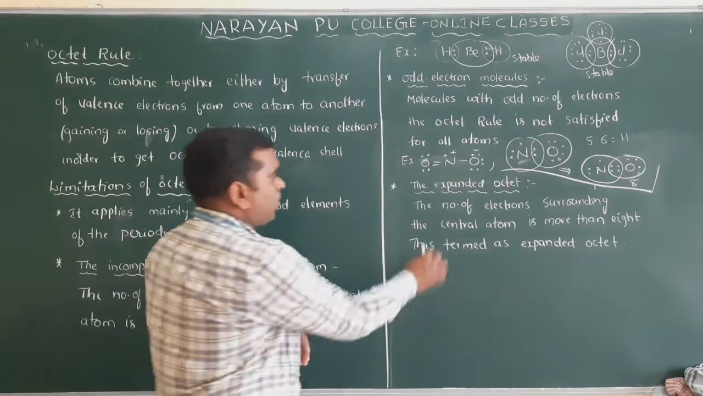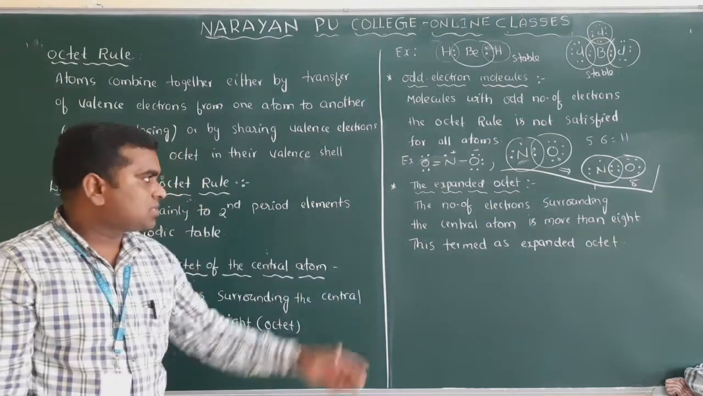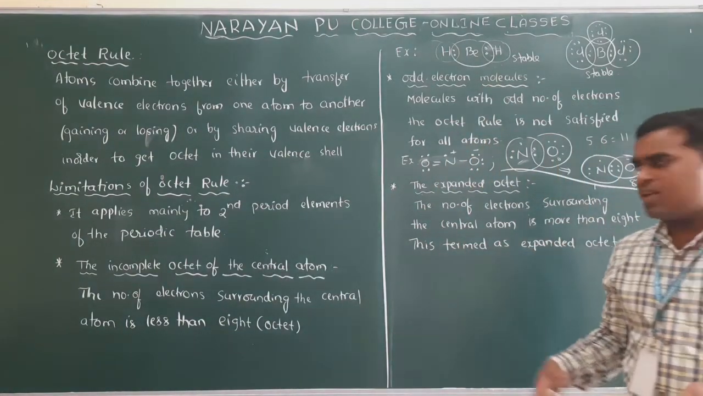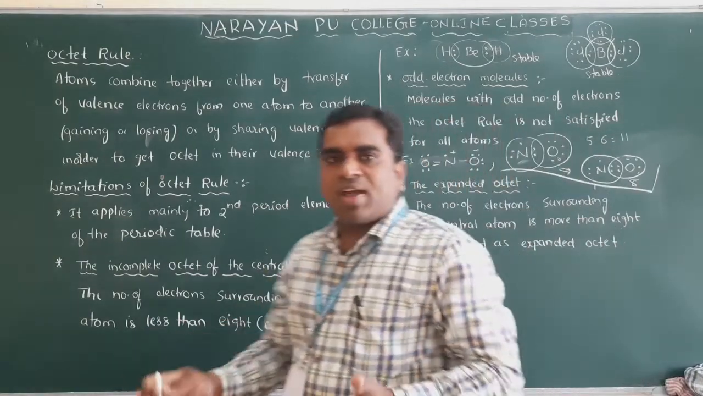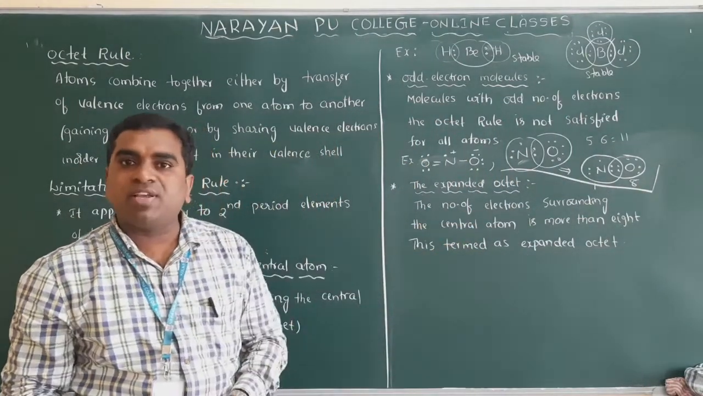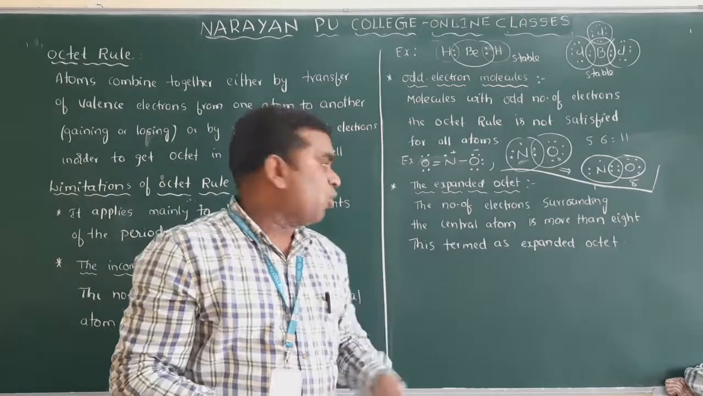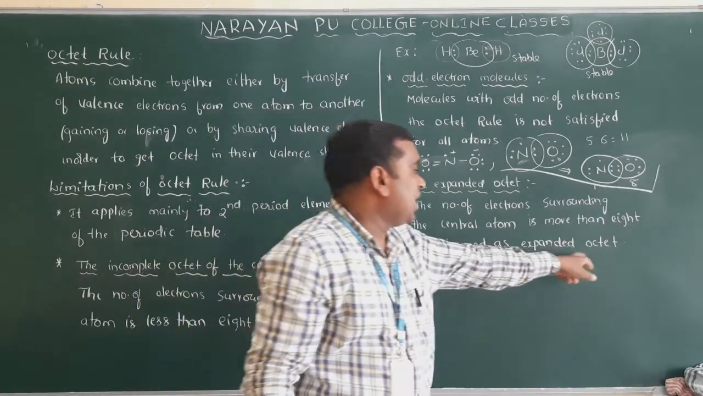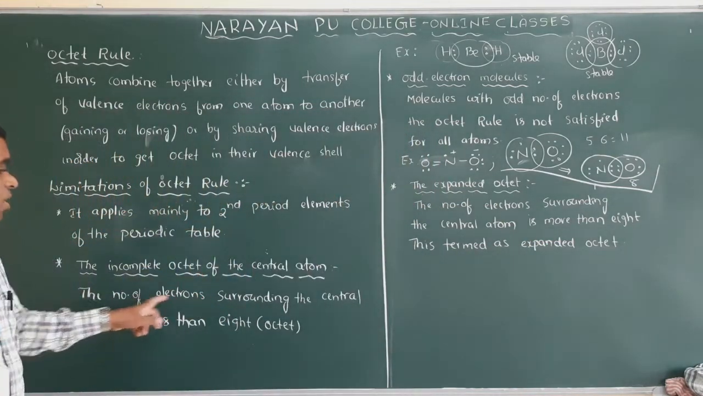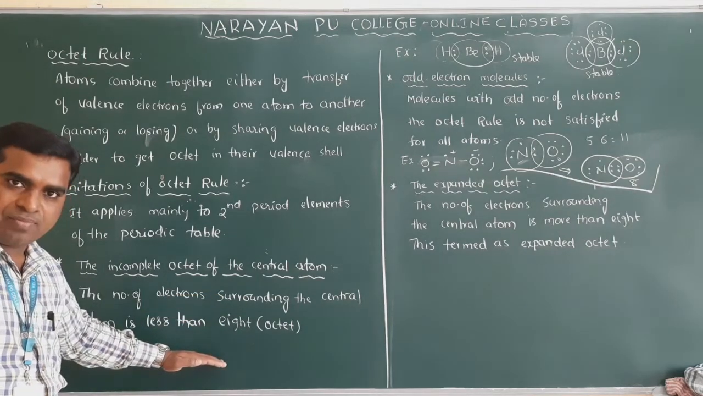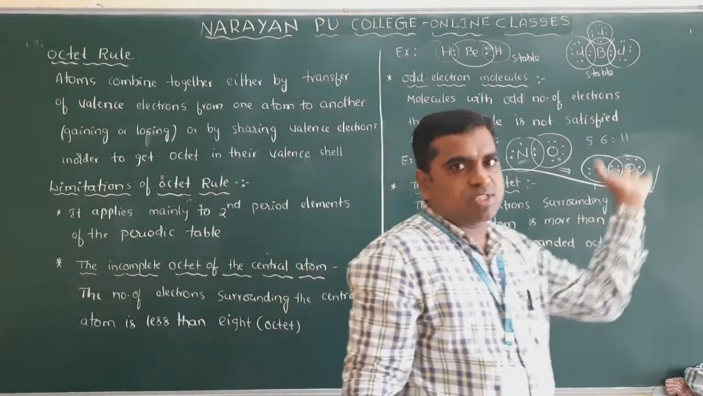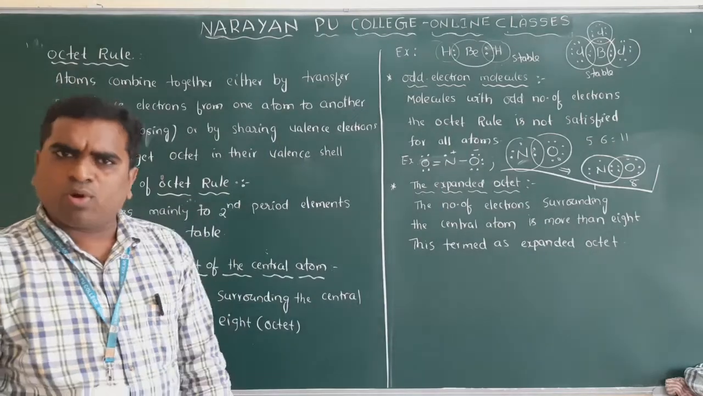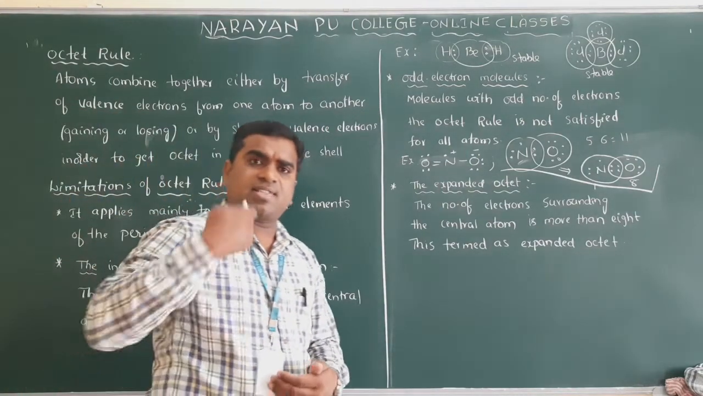Next example is expanded octet. Sometimes they will ask what is expanded octet in the PU examination. So what does expanded octet mean? The number of electrons surrounding the central atom is more than 8, more than an octet. Those molecules are termed as having an expanded octet. Earlier the number of electrons around the central atom was less than 8, but here it is more than 8. Expanded means more than 8. Those molecules are also stable even though the central atom exceeds the octet.